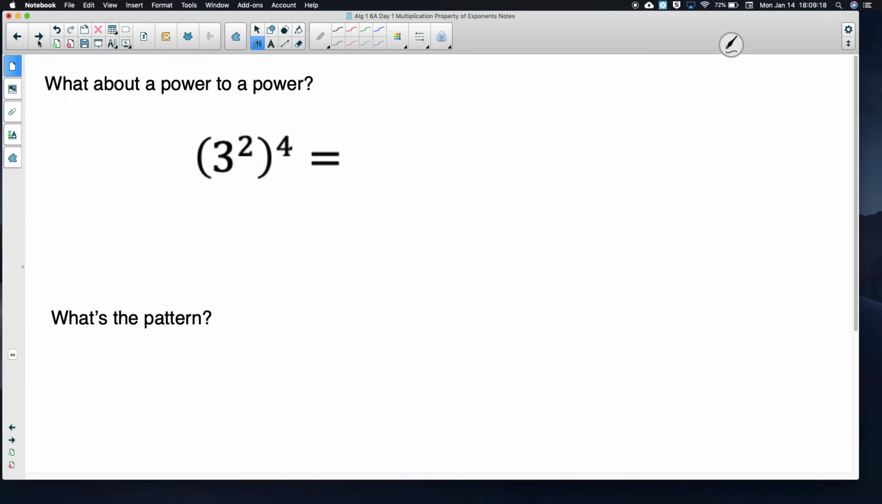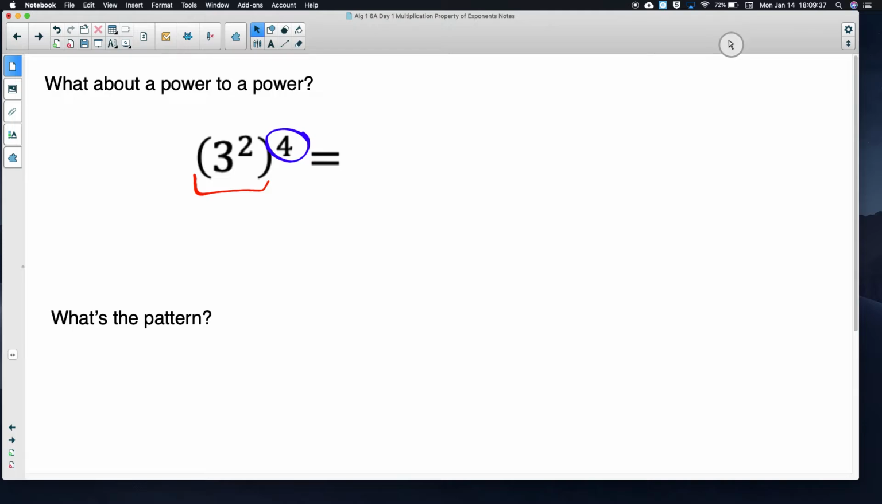But what if we have an exponent raised to a power, and then that whole thing is raised to another power? So for example, I've got 3 to the 2nd power, but that is being raised to the 4th power. So how can I find my new exponent?